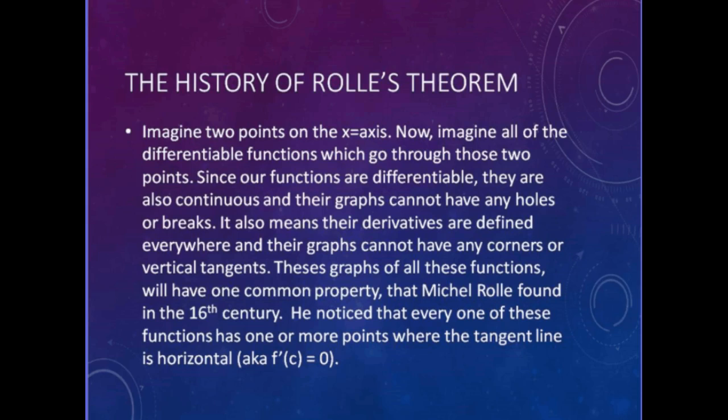No goes. It also means their derivatives are defined everywhere, and their graphs cannot have any corners or vertical tangents. These graphs of all these functions have one property in common, that this Michael Rolle found in the 16th century. He noticed that every one of these functions has one or more points where the tangent line is horizontal, aka f prime of c equals 0.